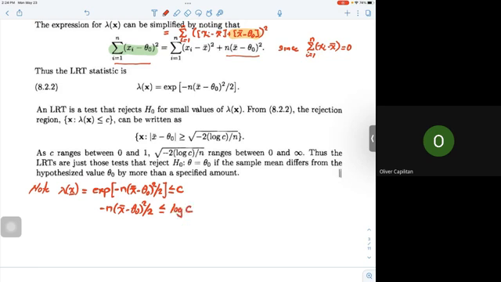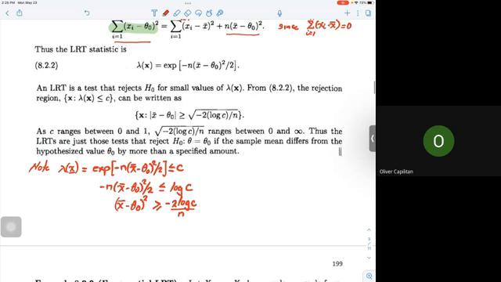Okay, we multiply both sides by 2. At the same time, we divide both sides by negative n. So we have here the quantity x bar minus theta sub 0 squared. This would now be greater than or equal to, so the sense of inequality is being reversed. Okay, 2 pala, negative 2 log of c over n.